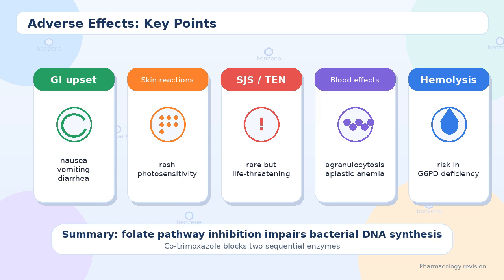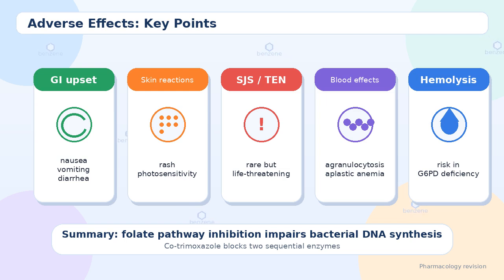Adverse effects must be remembered. Common gastrointestinal effects include nausea, vomiting, and diarrhea. Dermatological reactions include rash and photosensitivity. Rare but serious skin reactions include Stevens-Johnson syndrome and toxic epidermal necrolysis. Hematological effects may include agranulocytosis, aplastic anemia, and hemolytic anemia, especially in patients with glucose 6-phosphate dehydrogenase deficiency.